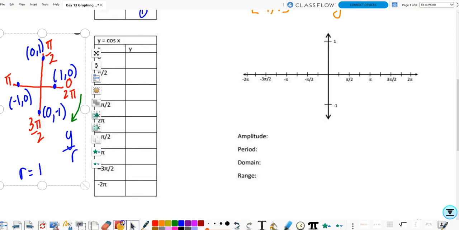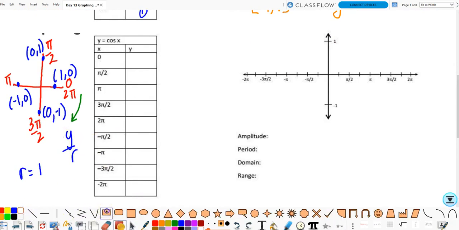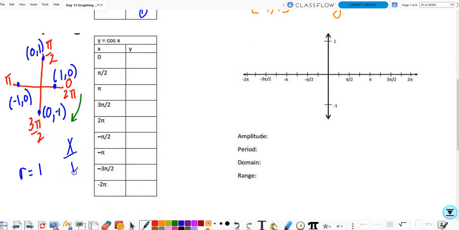Okay, but now cosine is not y over r. Cosine is x over r. So the same as with the sine function, cosine being this x coordinate over the radius. So at 0, that's 1. Pi over 2 at 0. Pi, that's -1. 0, 1. Let's go backwards. So at negative pi over 2 is 0. Negative pi, pi over 2, and 2 pi.